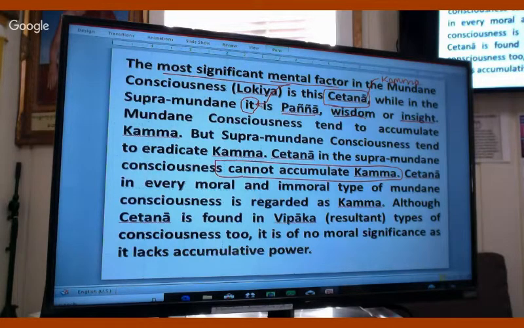So first we need to understand it like this. Chetana works with all kinds of mind, including Vipaka Chitta, the resultant mind. Although Chetana is found in the Vipaka Chitta, in the resultant mind there is no accumulated karmic power. The result is just result. We get the result, so there is no power to create new karmic energy.